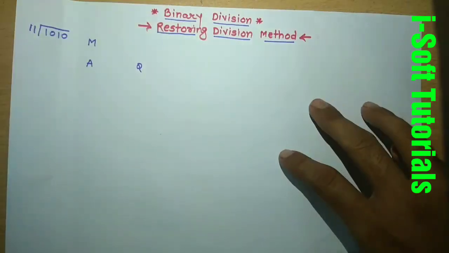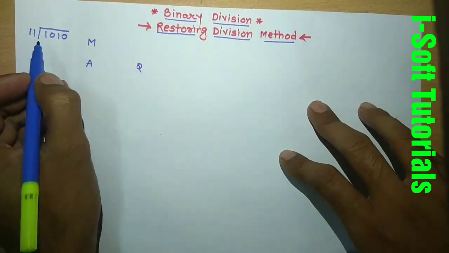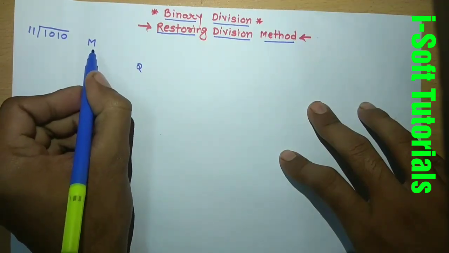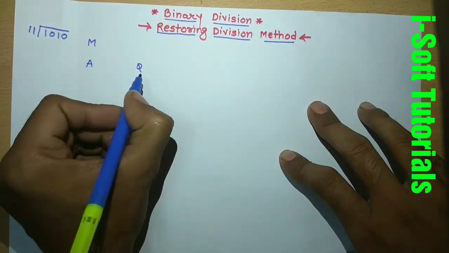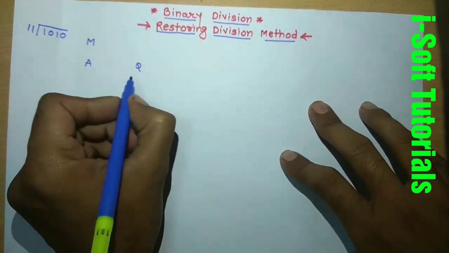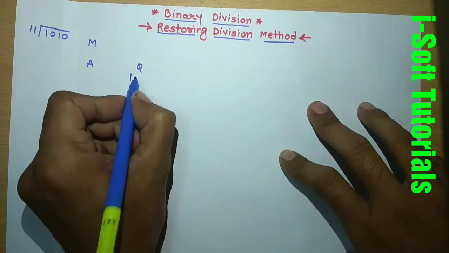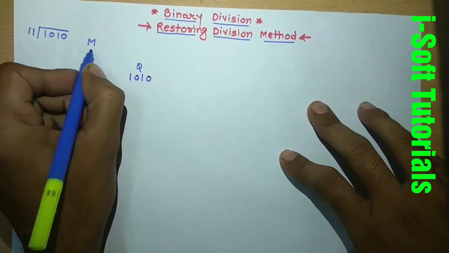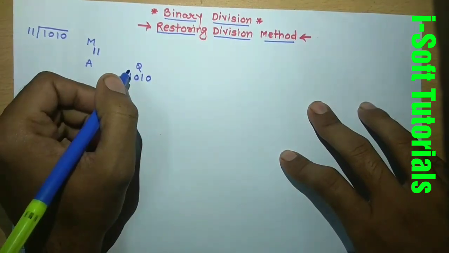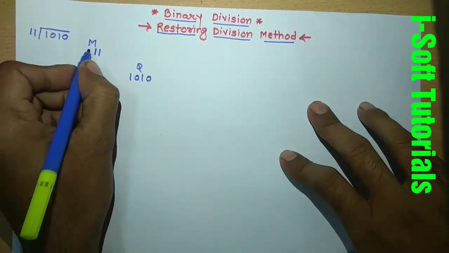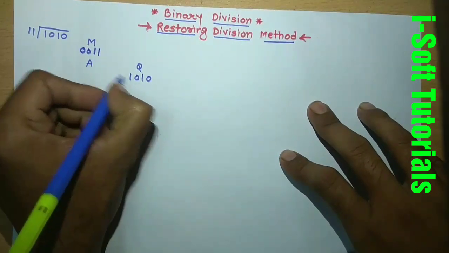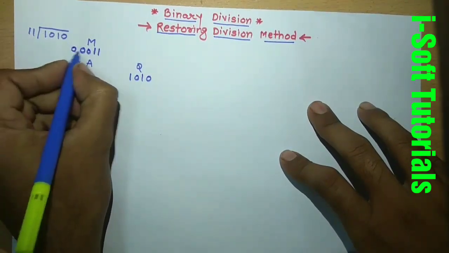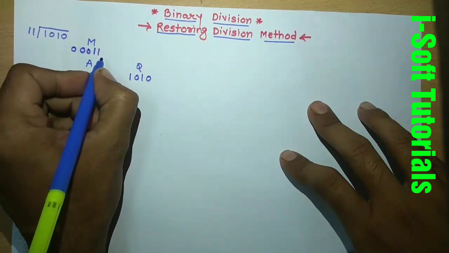For this method we will consider 1010 divided by 11. Here are three numbers, or you can consider them as three registers. I am considering M, A and Q, where Q is the dividend value 1 0 1 0. M is set to the divisor value 1 1. We will add extra bits to equate M and Q, and one more extra bit is required for this algorithm. So our number in M is 0 0 0 1 1.